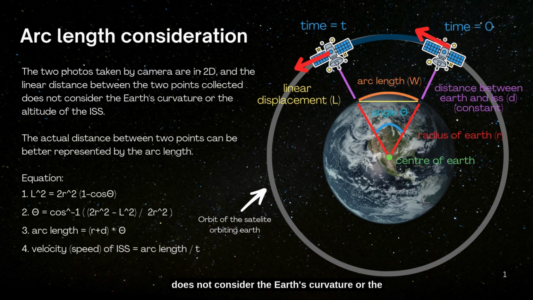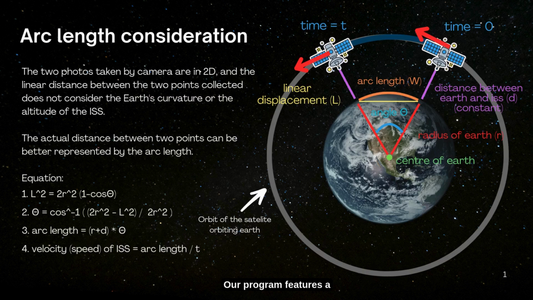The two photos taken by the camera are in 2D, and the linear distance between the 2 points collected does not consider the Earth's curvature or the altitude of the ISS, resulting in an underestimation. The actual distance between 2 points can be better represented by the arc length as indicated in the diagram.